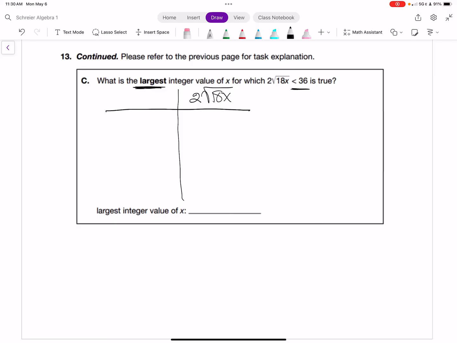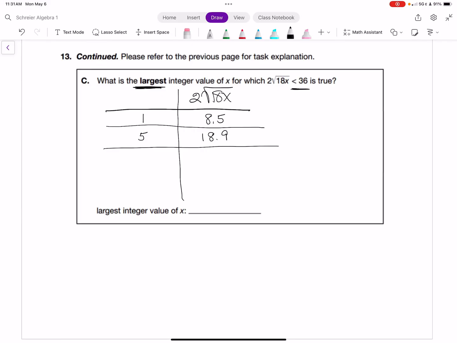So if you start with an x value of 1, and you put that into 2 root 18x, it's 2 times root 18, which is about 8.5. And that's definitely less than 36, quite a bit less. So we need bigger numbers. So let's go up to 5 and see what happens. So now we're taking 2 times root 18 times 5. And when I did that, I got 18.9.